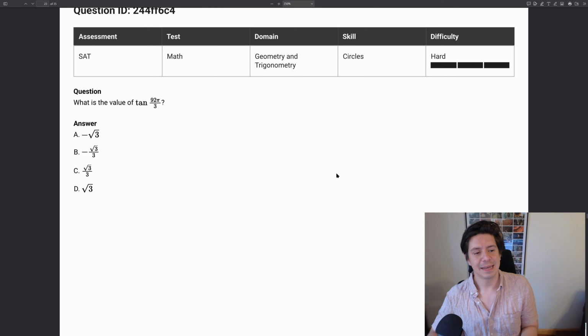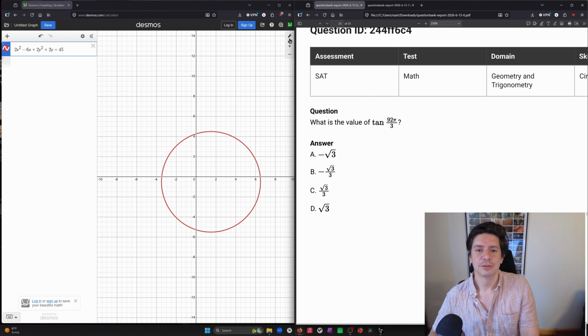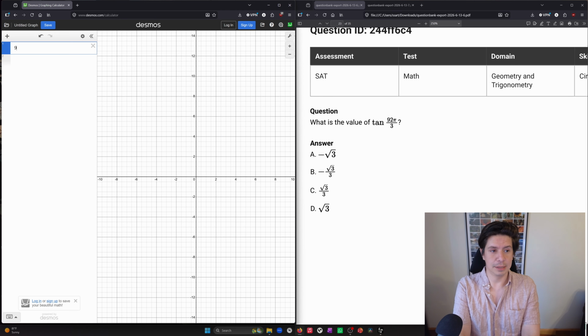What is the value of tan of 92 pi over 3? This one I'm just going to use Desmos for. It makes it nice and clean. So you go here, make sure you're in radians. You are. And you do 92 pi divided by 3.